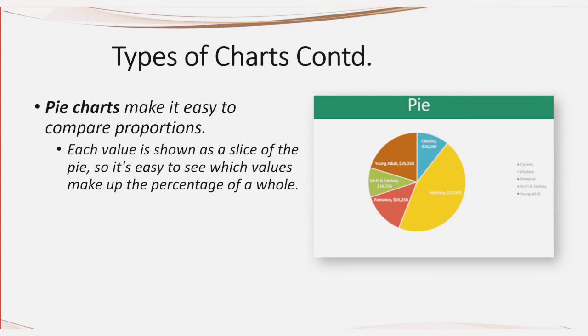The next is pie charts. Just like pie, we've eaten donuts or something like pie charts like this. It makes it easy to compare proportions. Each value is shown as a slice of the pie, so it's easy to see which values make up the percentage.